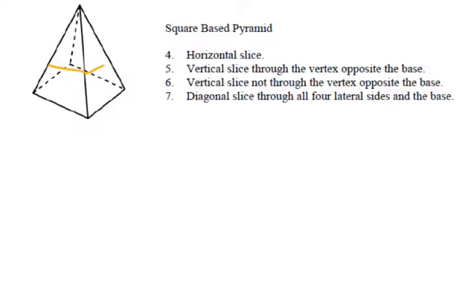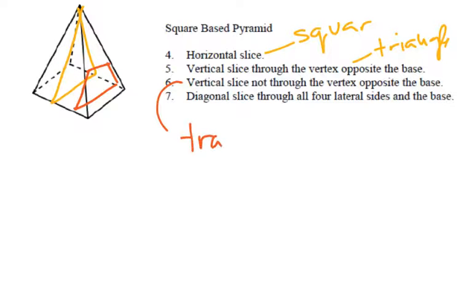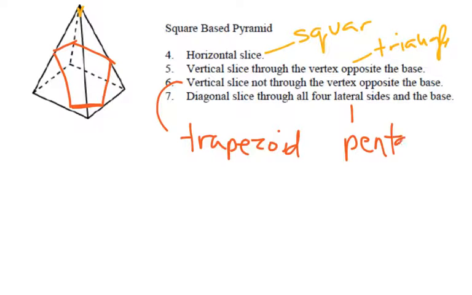Okay, square base pyramid. A horizontal slice would give us a square, because that's its base. A vertical slice through the vertex opposite the base, so a vertical slice coming straight down from the vertex, gives us a triangle. A vertical slice not through it would give us a trapezoid. And number 7, a diagonal slice through all 4 lateral sides and the base. This one's hard to see, but you start going through the base, then go up, and then across the other sides, and it would basically give you a pentagon shape.